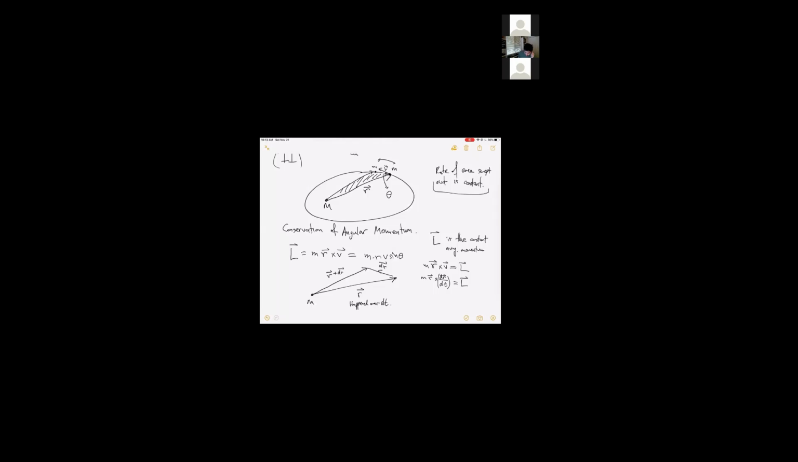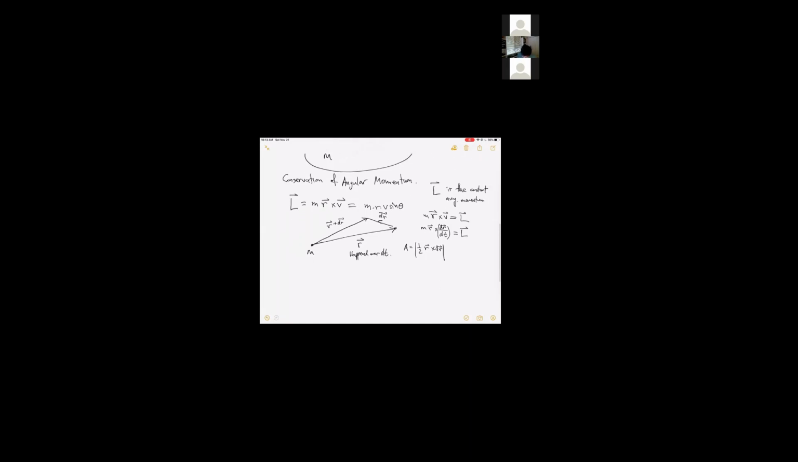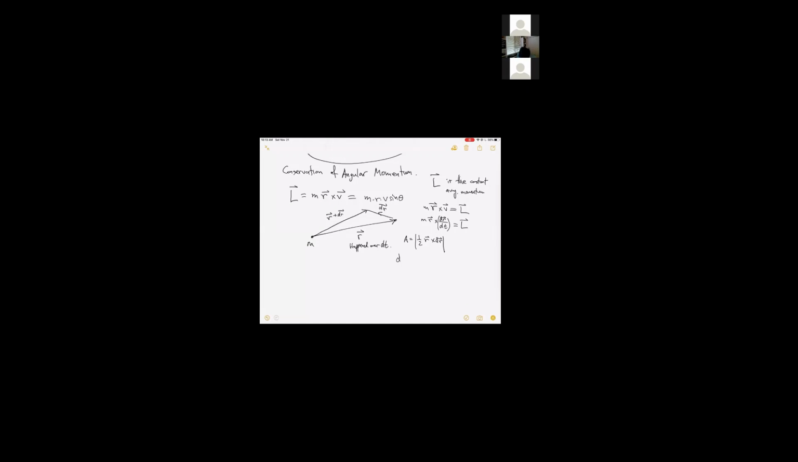And now you can see that the area of this triangle is 1/2 r cross dr, just by geometry, because it's r times dr times the sine of the angle between them, 1/2 of that. So it's 1/2 r cross dr. And this implies that dA/dt, I guess the absolute values are not needed there, because everything is pointing in the z direction.